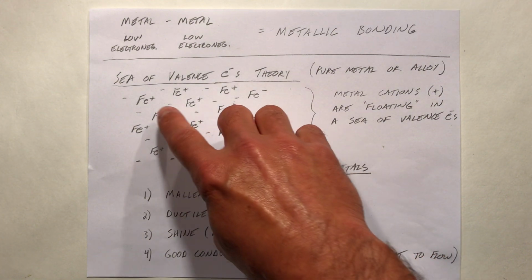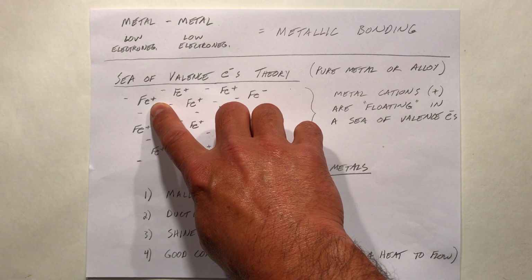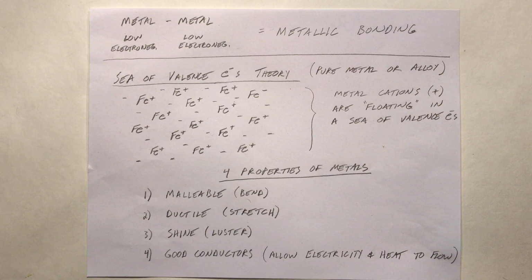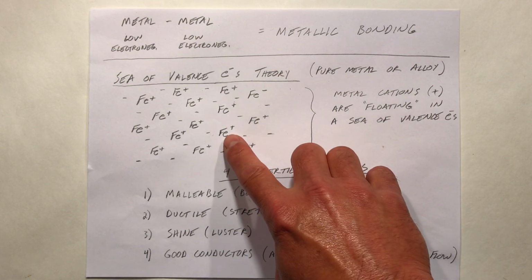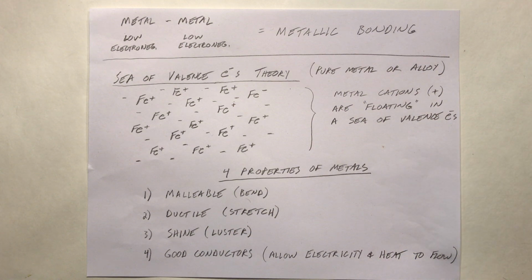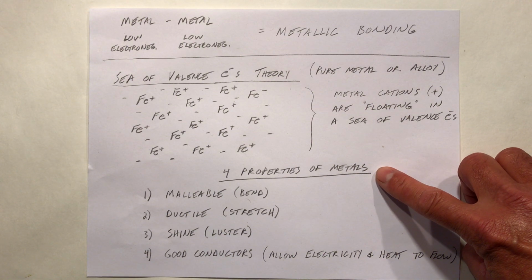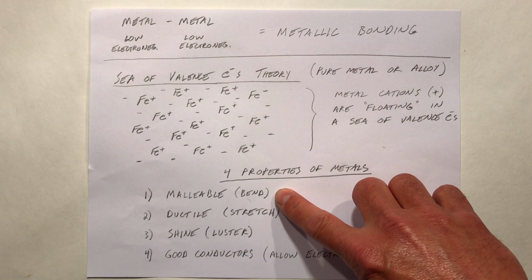Now notice that when we have an atom that loses an electron, it becomes positive, and we would call that a positive ion or a cation. And because these electrons are moving back and forth between the atoms, the metal cations, Fe+, are floating in a sea of valence electrons. And that results in these four properties of metals that we observe on a macroscopic or large scale. Number one, metals are malleable, they bend.